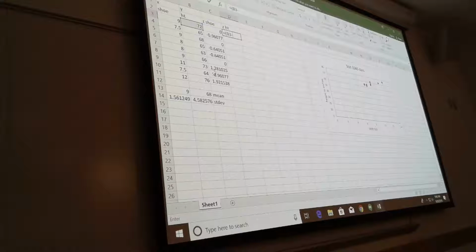Minus the mean. Which mean? 68. Close parentheses. Nope, not yet. F4, not close parentheses, now close parentheses, divided by the standard deviation. First you have to click it before you F4. Okay? Equal. Press enter.